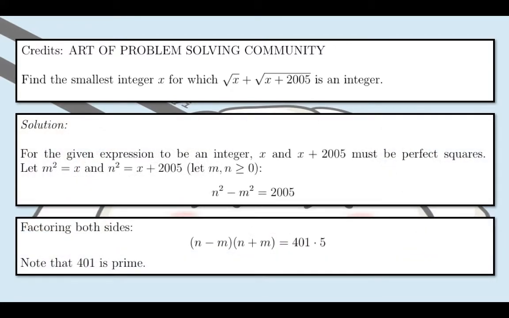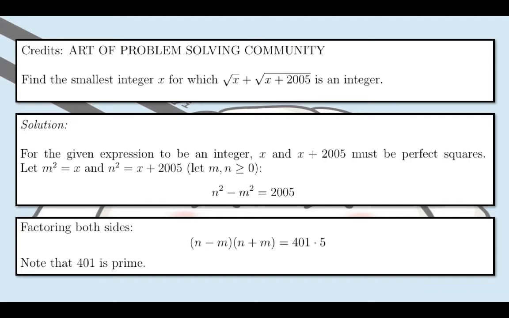For the given expression to be an integer, x and x plus 2005 must be perfect squares. If they are not perfect squares, then the sum wouldn't be an integer. Although it is not impossible for two irrational numbers to add up to an integer, since we're taking the principal square roots of x and x plus 2005, there is no way for them to add up to an integer if not both x and x plus 2005 are perfect squares. Therefore, we must have x and x plus 2005 be perfect squares.